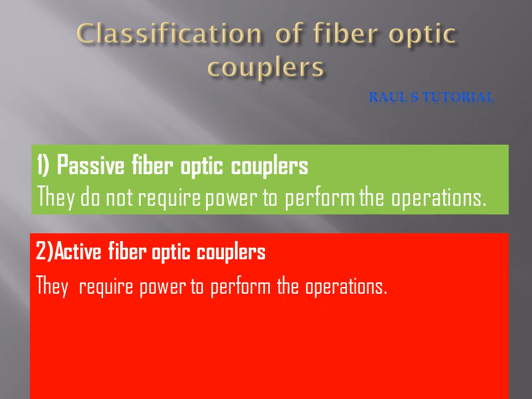Classification of fiber optic couplers. They are mainly of two types. First is passive fiber optic couplers and second is active fiber optic couplers. Passive fiber optic couplers are those which do not require power to perform the operations, while active fiber optic couplers are those which require power to perform the operations.